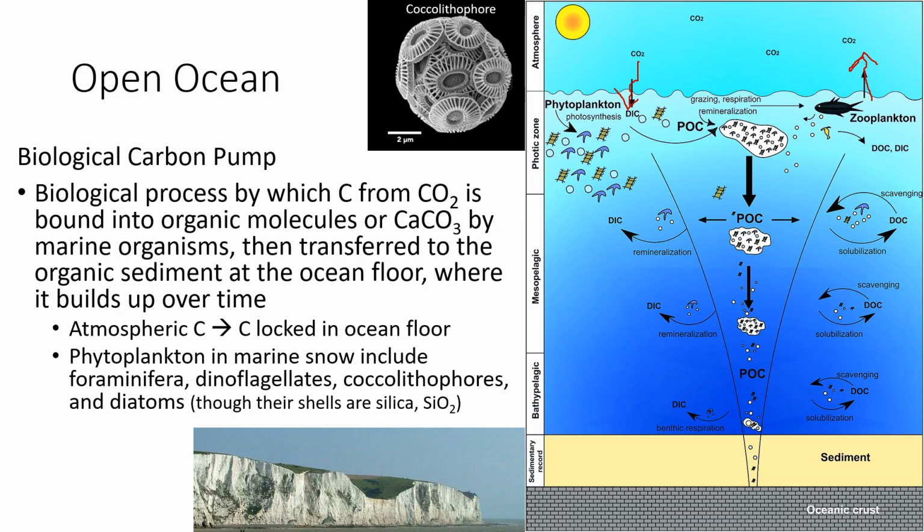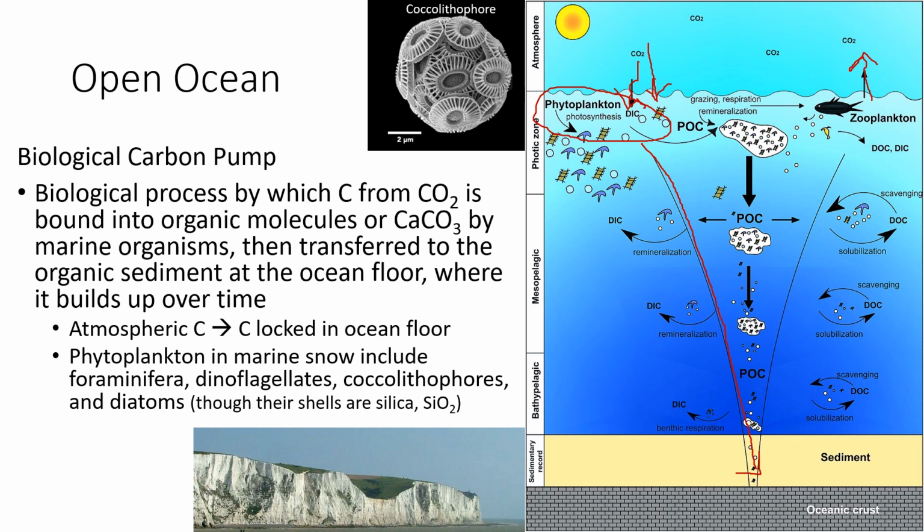Here, we're talking about how carbon gets from the atmosphere, dissolves into the ocean, is incorporated into organic molecules through photosynthesis, and then moving up the food chain or just by those producers sinks down to the bottom of the ocean and gets trapped in the sediment. That is the biological carbon pump. It is how we pump carbon from the atmosphere down into the sediment at the bottom of the ocean.